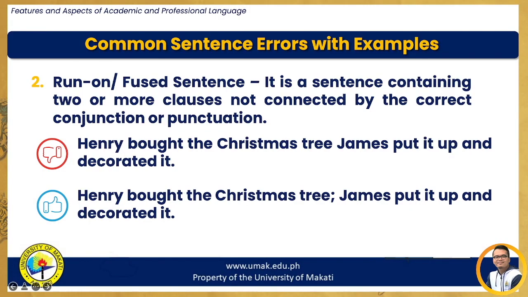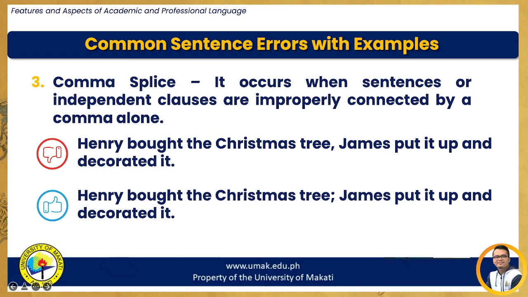Another error is run-on or fused sentence. This refers to a sentence containing two or more clauses not connected by correct conjunction or punctuation. For example, "Henry bought the Christmas tree James put it up and decorated it." This sentence actually has two clauses that can stand alone as complete sentences. So, to correct this error, we could use a semicolon or a period. "Henry bought the Christmas tree. James put it up and decorated it."